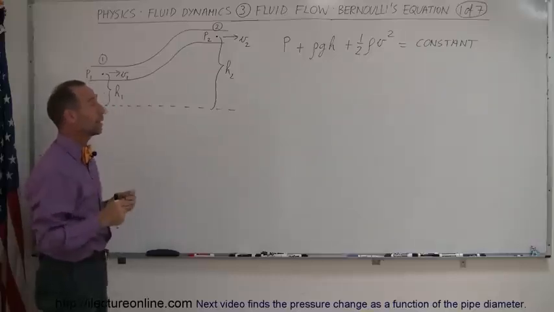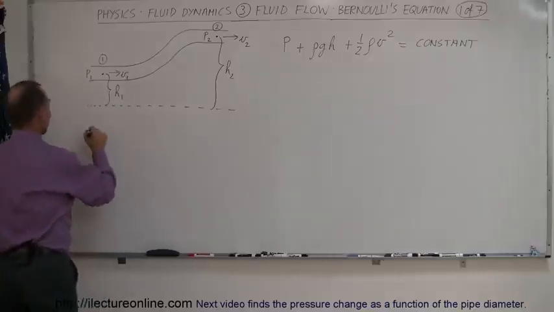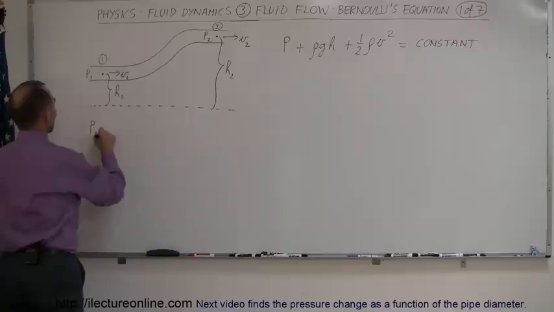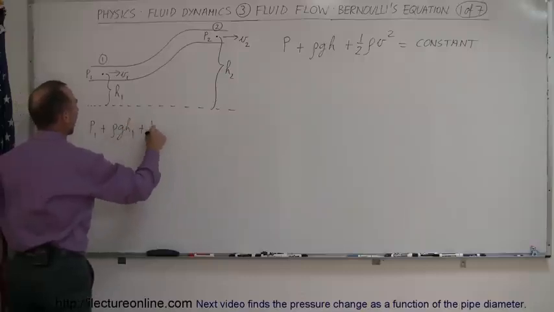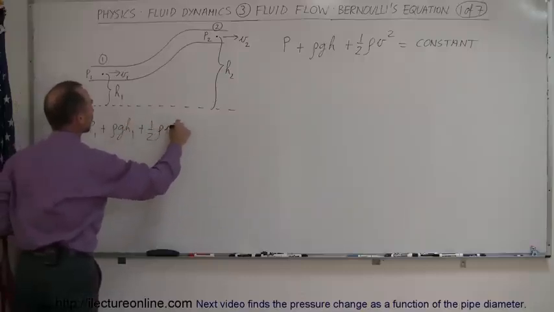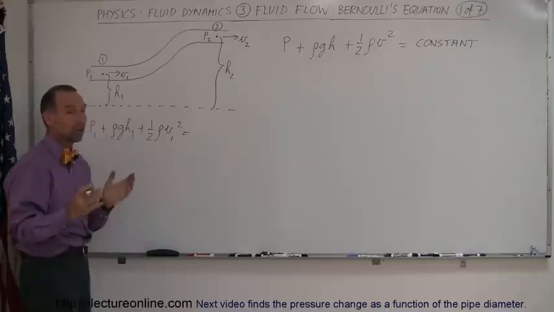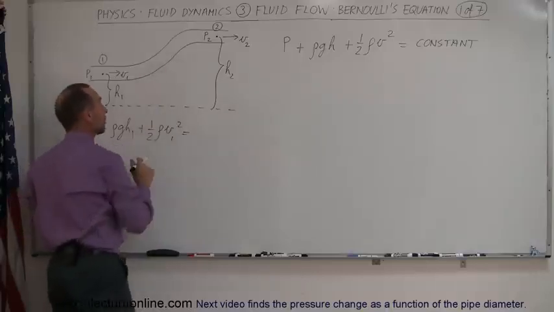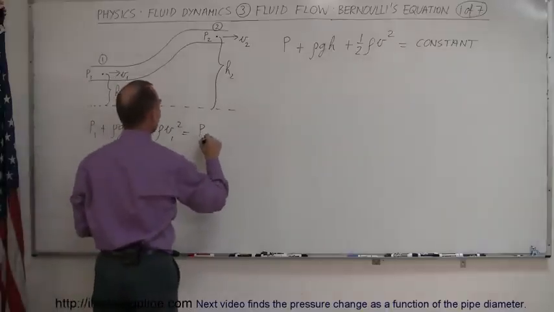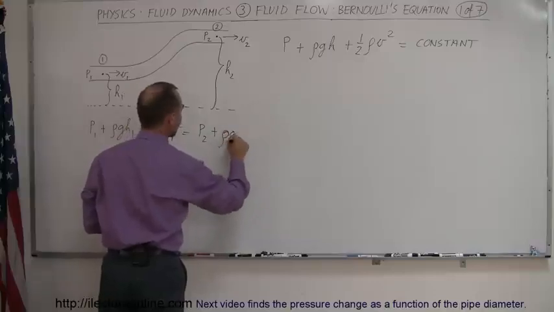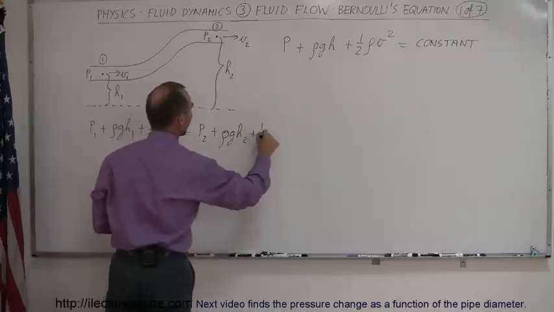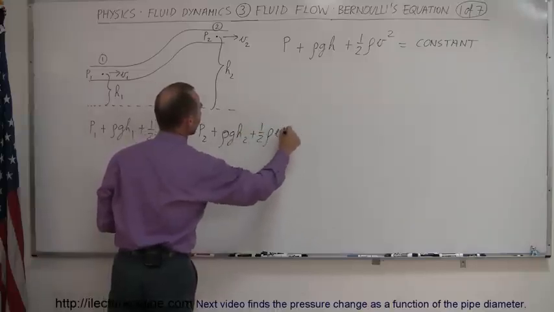Now, let's write down the equation. So at point 1, we can say pressure at point 1 plus rho g h1 plus 1/2 rho v1 squared must equal, since it's constant, these 3 terms combined at point 2. So we can say pressure at 2 plus rho g h2 plus 1/2 rho v2 squared.